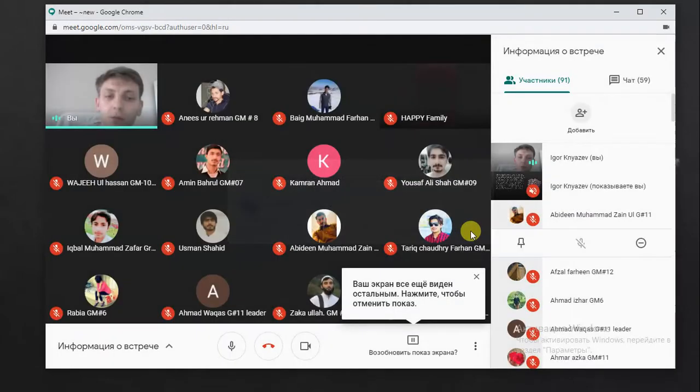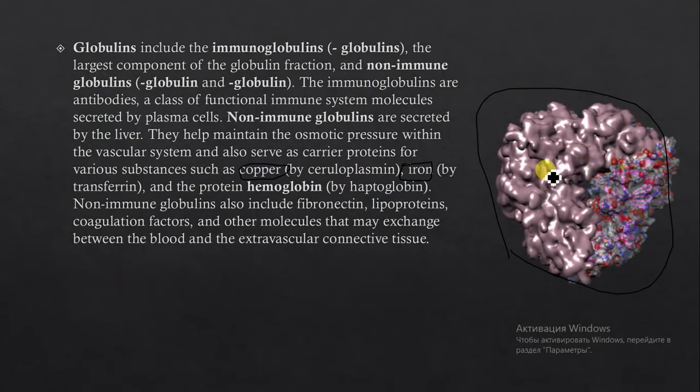But we have a third type of globulins. They're known as immunoglobulin or gamma globulin. They are specific in shape, so I can draw it in this way. This type of globulin is very specific. They are known as antibodies, and now we have a very good example of antibodies in the case of coronavirus. So our body starts to produce immunoglobulins against this coronavirus.